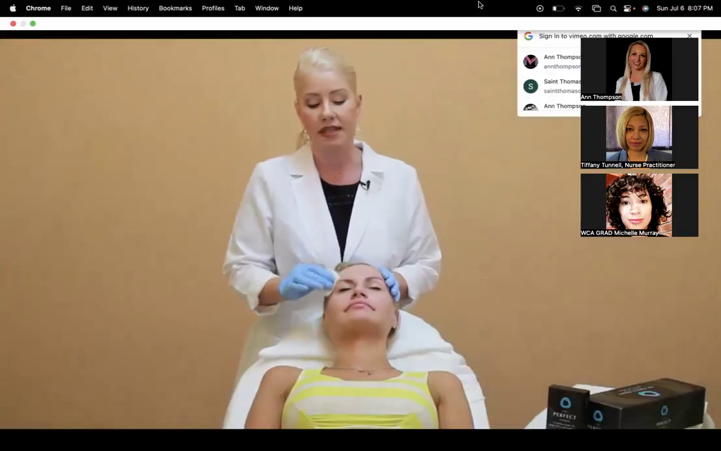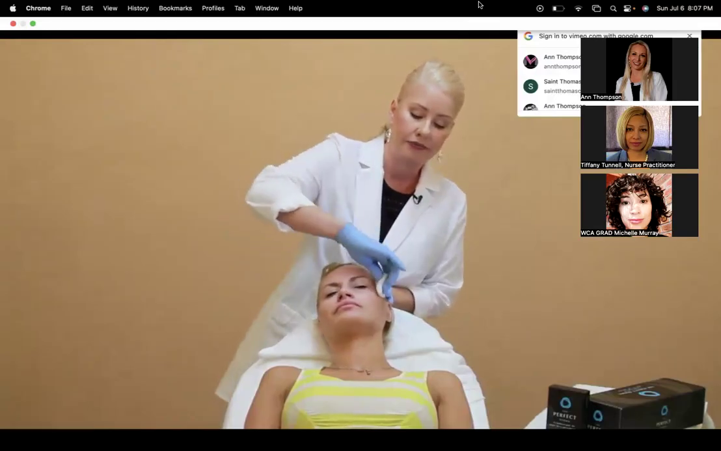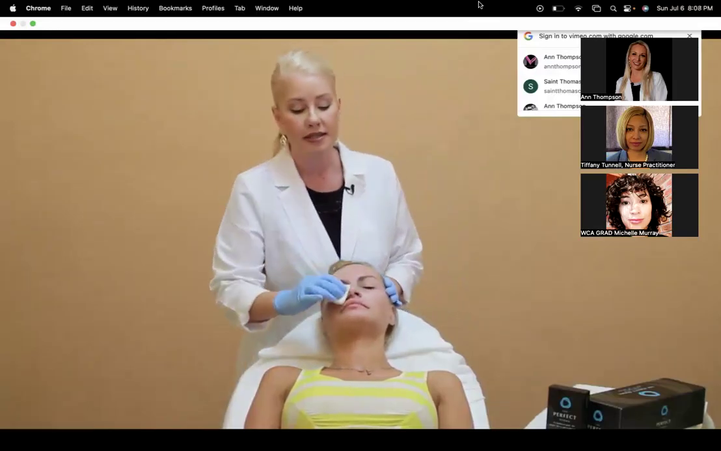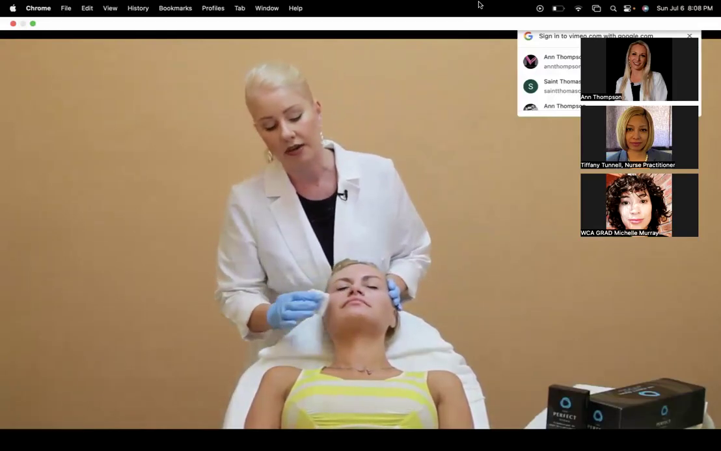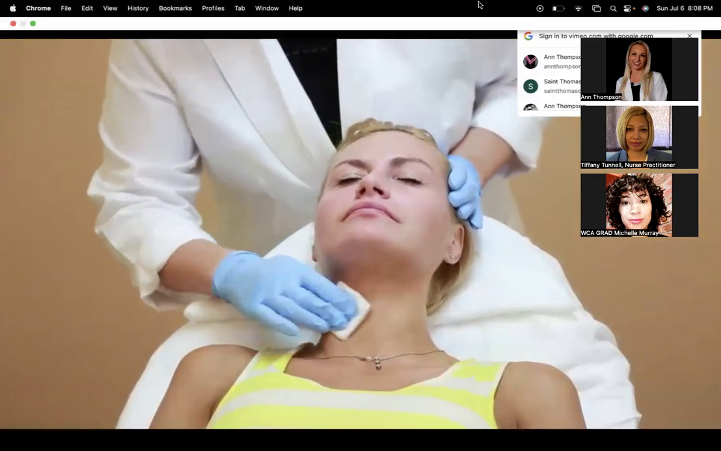So what we prep the skin with prior to the peel is 100% pure acetone. It degreases the skin so that the peel gets down into the skin evenly and deeper into the skin as well.